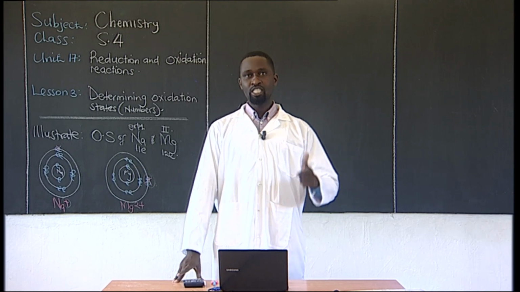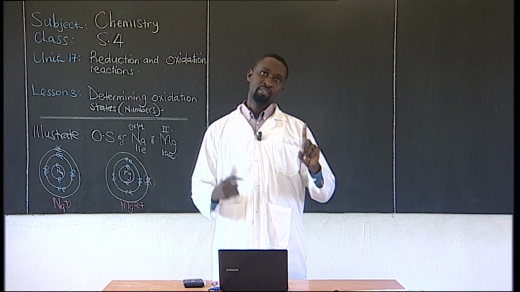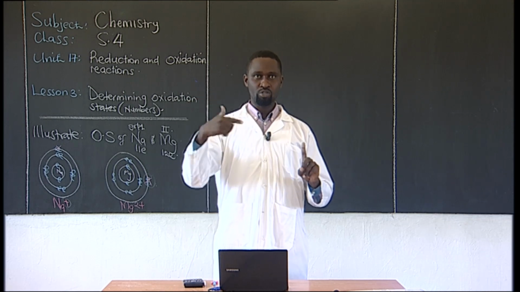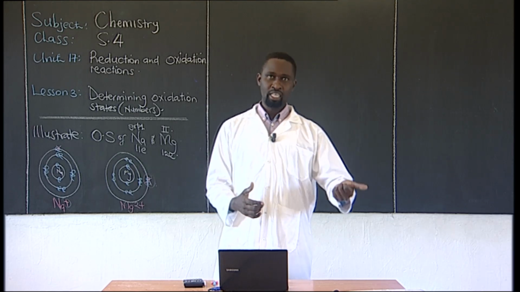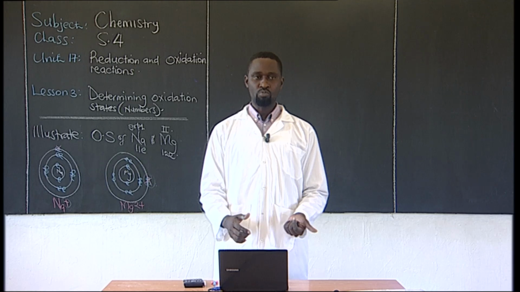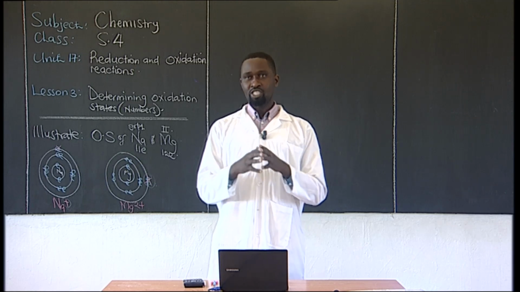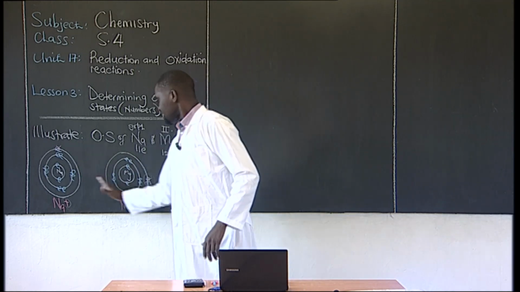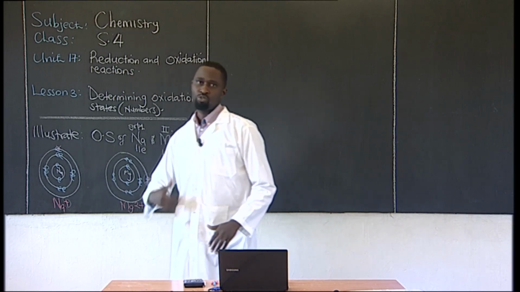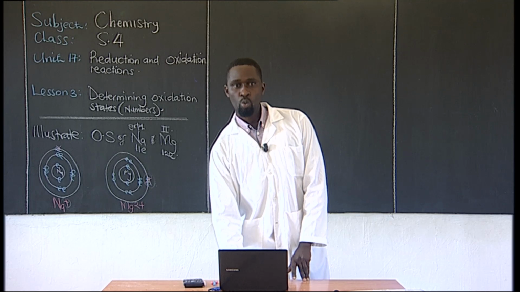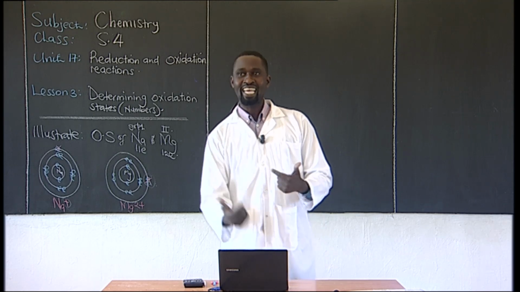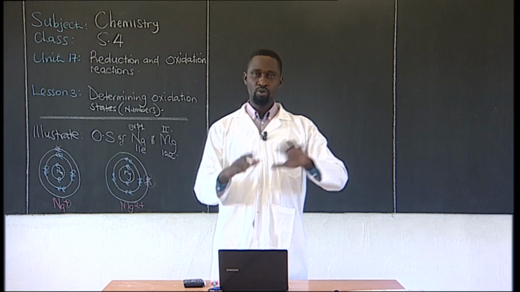For hydrogen, it's always positive 1. It has 1 electron, so it easily loses that 1 electron, if it is bonded to more electronegative atoms. But if it is bonded to metals, which easily lose electrons, then it is having a -1 because it has gained the electron from the metals.